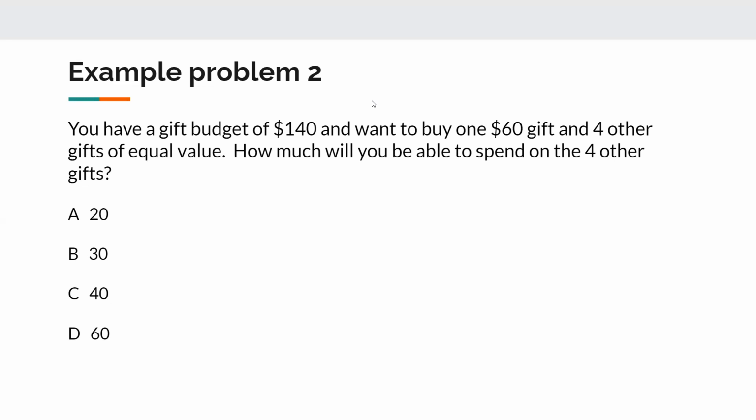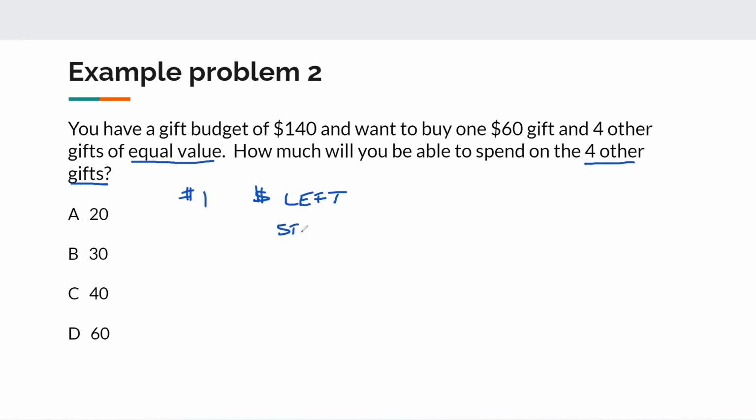You have a gift budget of $140 and want to buy one $60 gift and 4 other gifts of equal value. How much will you be able to spend on the 4 other gifts? How much will you be able to spend on 4 other gifts, and they are going to have equal value? So that sounds like division, but we need to know how much money we have left before we can do that division. So let's find out how much money we have left.